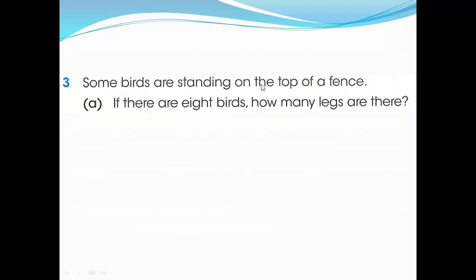Some birds are standing on the top of the fence. If there are 8 birds, how many legs are there? Each bird has 2 legs. So if there are 8 birds, simple, 8 multiplied by 2, 16 legs.